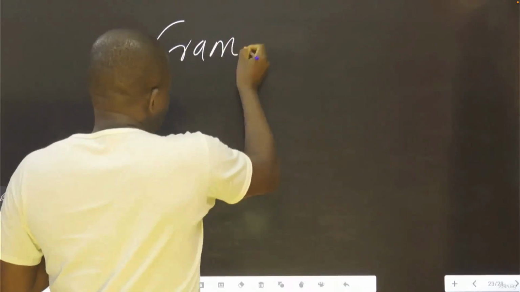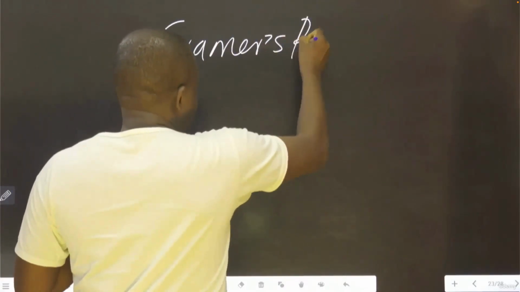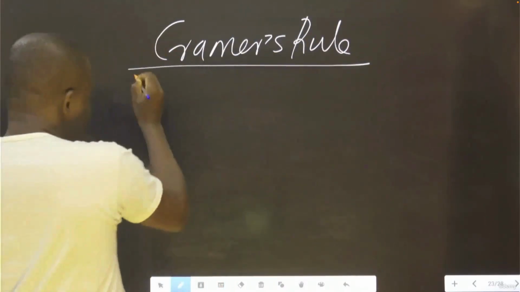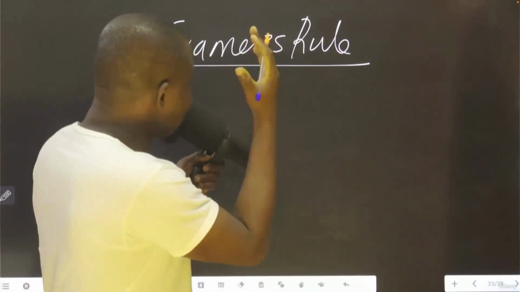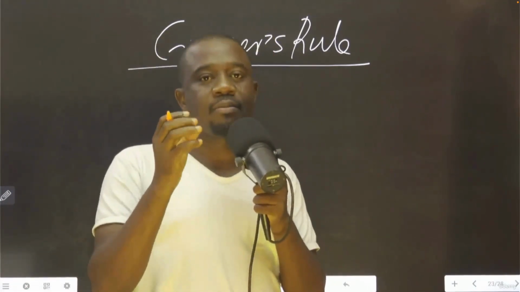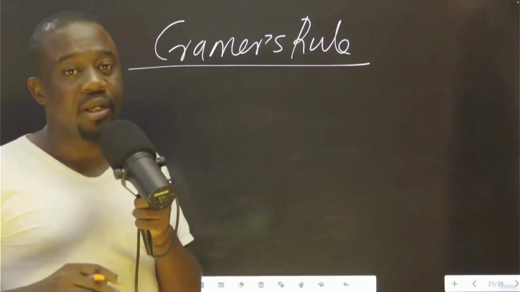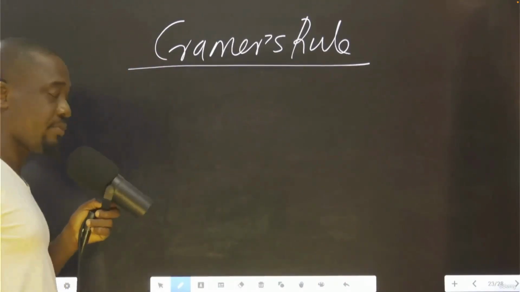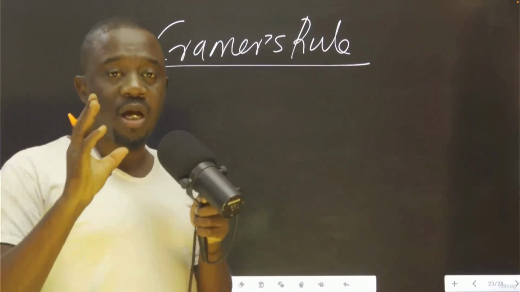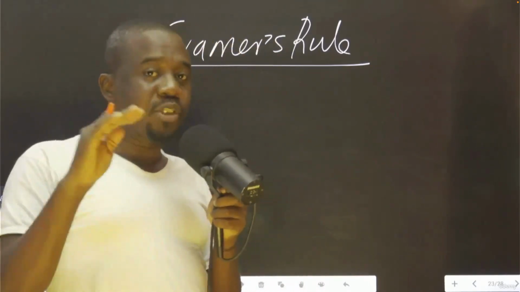In this class, we're going to look at Cramer's rule. What is it all about? This is named after a Swiss mathematician by the name Gabriel Cramer. It is a rule you can use to solve simultaneous equations.